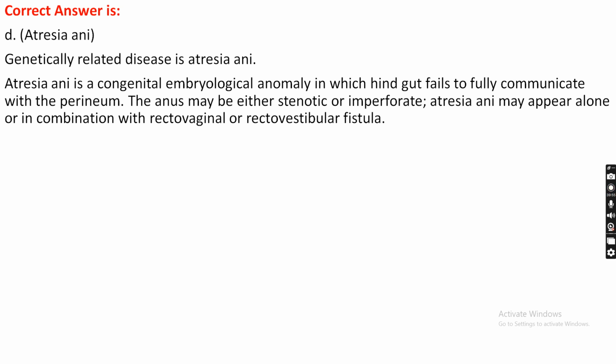Atresia ani is a congenital embryological anomaly in which the hindgut fails to fully communicate with the perineum, so sometimes the anus is stenotic or imperforate, or sometimes it comes in combination with rectovaginal and rectovestibular fistula. Okay.